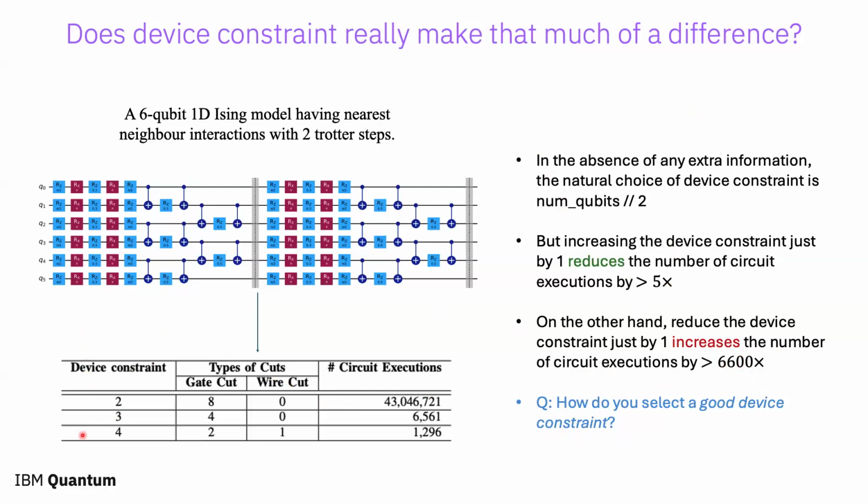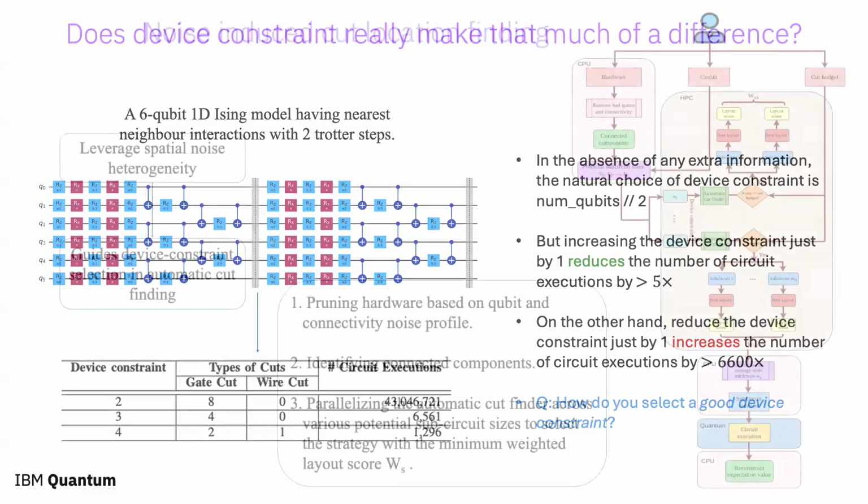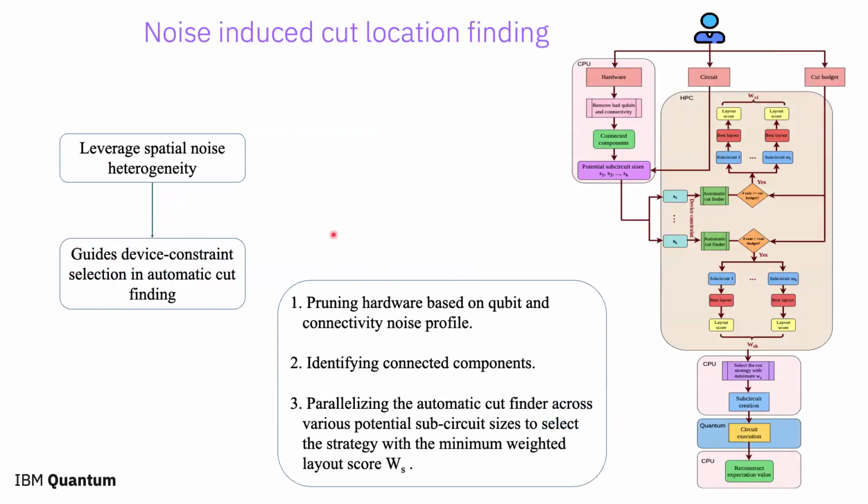How do you know that for a circuit? If I give you a circuit, how do you know that going from 3 to 4 is actually better instead of just randomly trying everything? So here we come up with a noise-induced cut location selection.